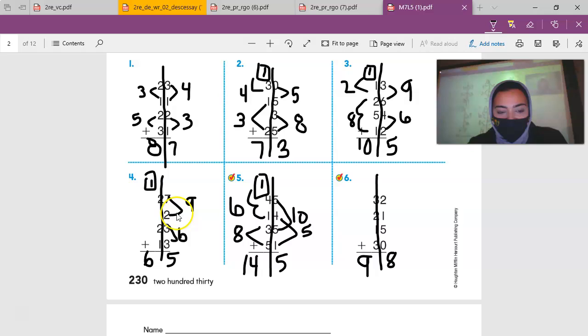On number 4, I did 7 plus 2, and then I did 3 plus 3, added them, got 15. 1 went in the tens place, 2 plus 1 is 3, and 2 plus 1 is 3, and then 3 plus 3 was 6, 65.